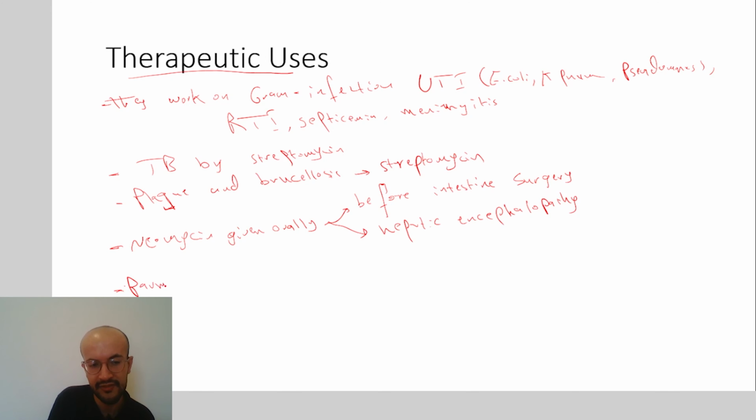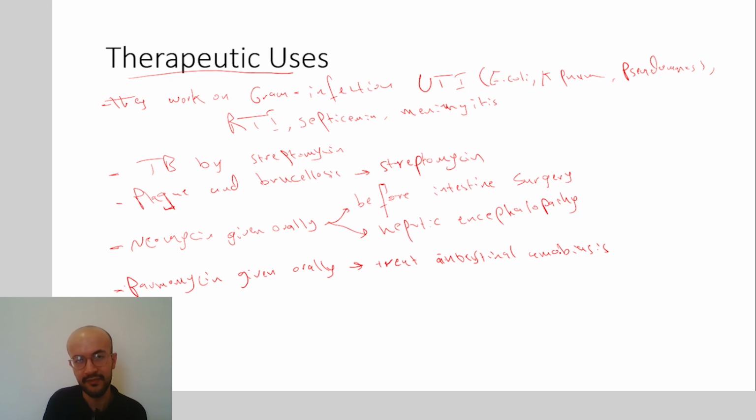Paromomycin is also given orally, but for a different reason, and that's to treat intestinal amoebiasis. The amoeba is a protozoa, and paromomycin also works on protozoa, and it leads to inhibition of the amoeba and treating of the intestinal amoebiasis.